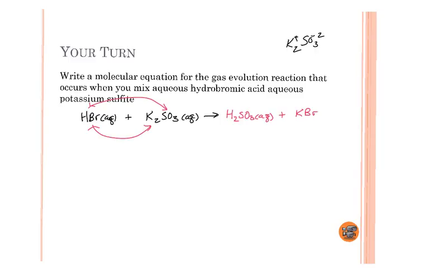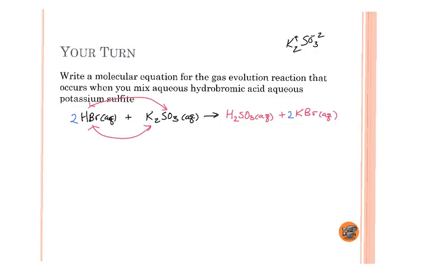Next, what are we going to do? We're going to balance the equation. Here we have 2 hydrogens on the right, so let's put a 2 here. Now we have 2 hydrogens that are balanced. We have 2 bromines on the left, but only 1 bromine on the right. So let's put a 2 here. Now we've balanced the potassiums as well, because we have 2 potassiums on the right, 2 potassiums on the left, and 1 sulfite ion.